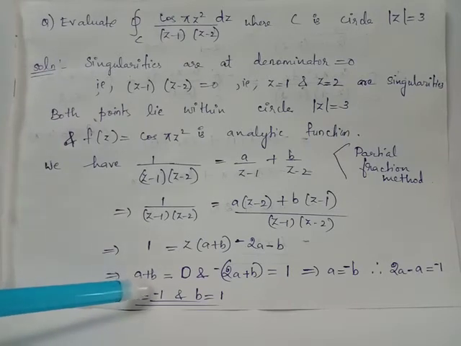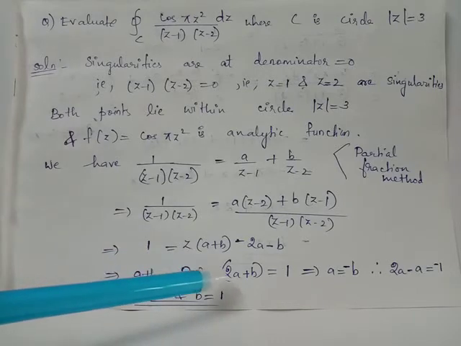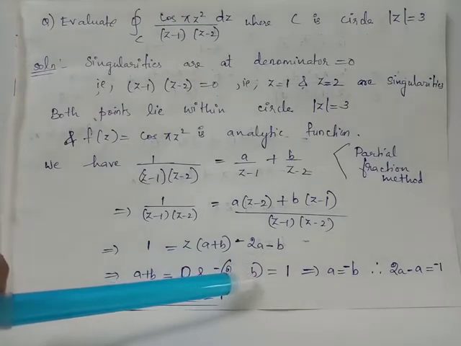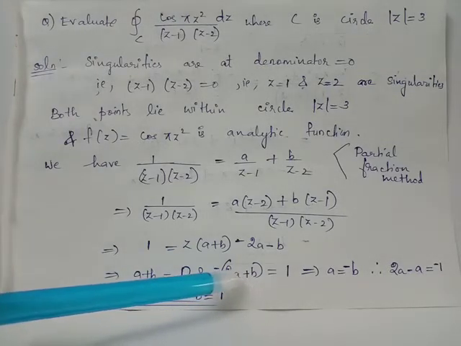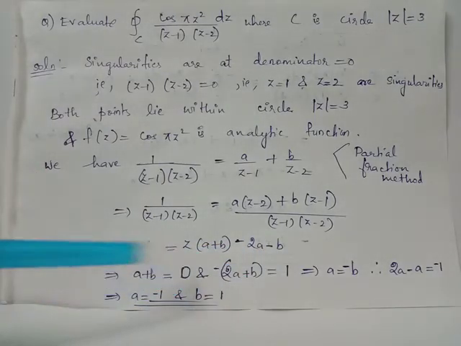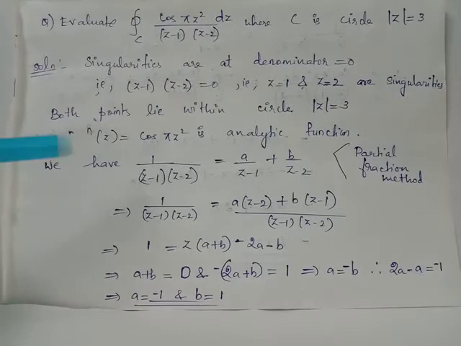From this equation we have A = −B, and from this equation you have −2A + A = 1, because B = −A follows from the first equation. Therefore −2A + A is obtained here. If you multiply both sides by the negative sign, you obtain 2A − A = −1. From here you have A = −1 and B = 1. Therefore by the partial fraction method, we have 1 by (z − 1)(z − 2) can be written as −1 by (z − 1) plus 1 by (z − 2).